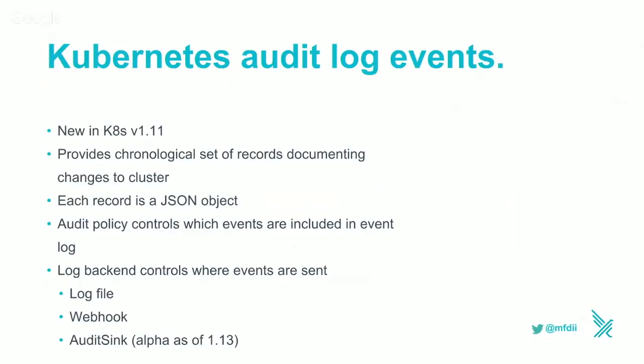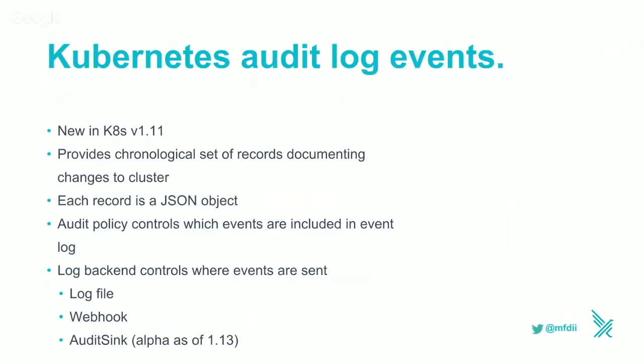What audit log events allow you to do is provide a record of actions that are making changes to your cluster. Each record is a JSON object. There's what's called audit policy to control what you actually want to log, so what actually gets pushed out to these logging events. And then there are log backends which control where events are sent. So you can just send it to a file and have something like Fluentd or Logstash pick it up. You can specify a webhook. And these two, at least right now, have to be configured on the master itself.